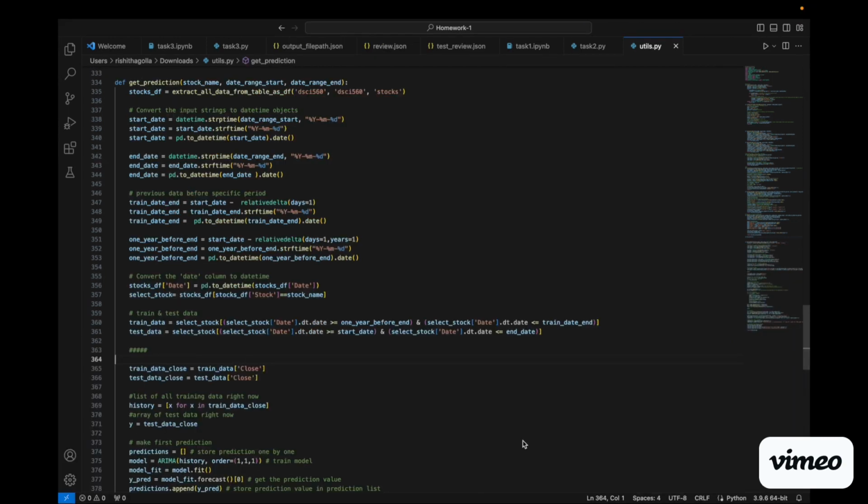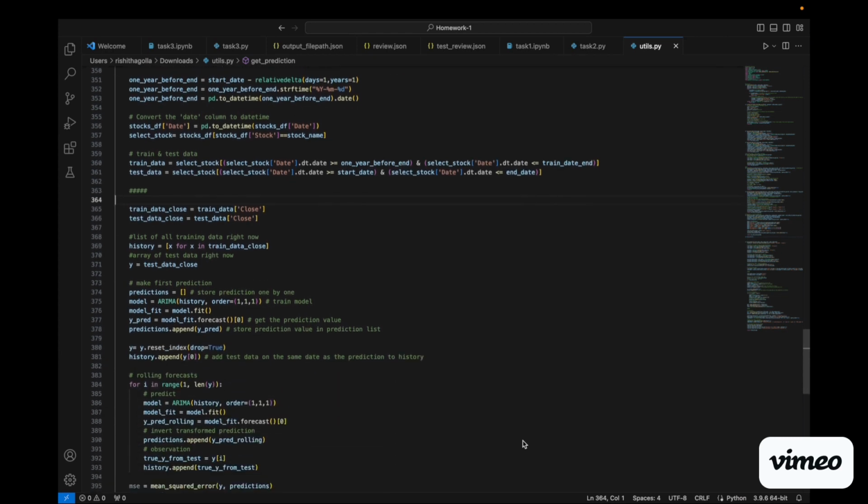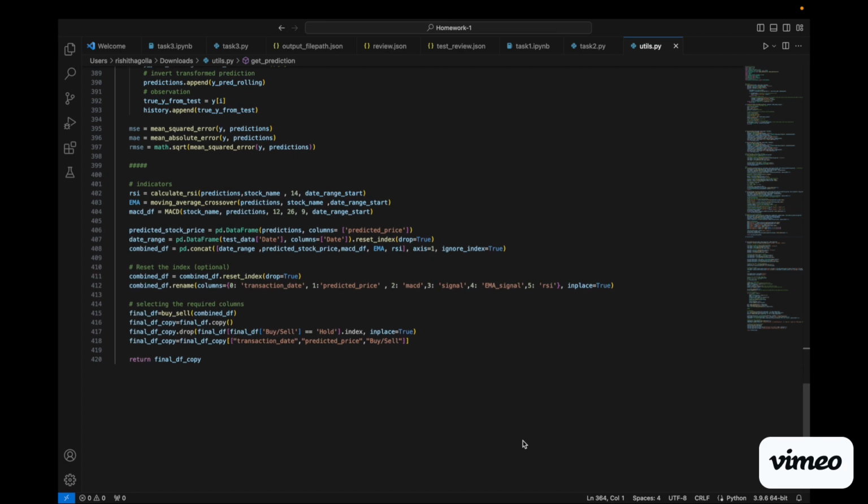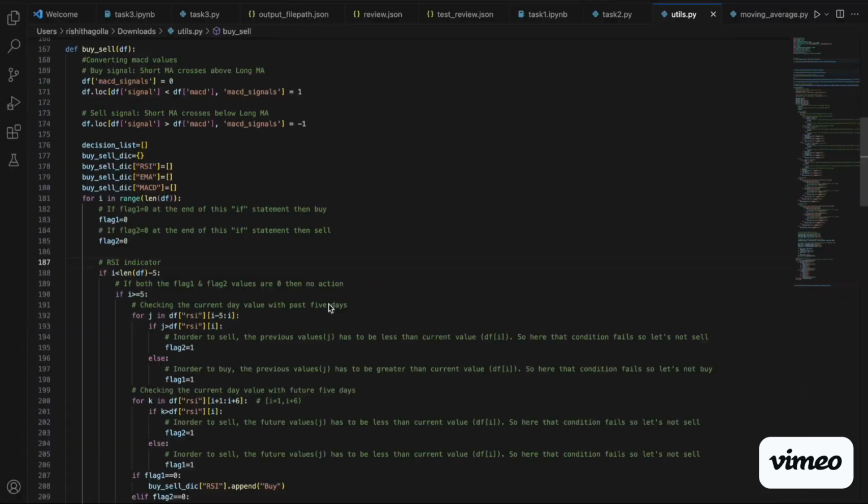The next function is get prediction. The get prediction function requires the stock name and trading period as input, and it uses the rolling forecast technique in the ARIMA model to get the predicted stock price. After it gives the stock price, RMSE, MAE, or MSE are also calculated to see the evaluation.